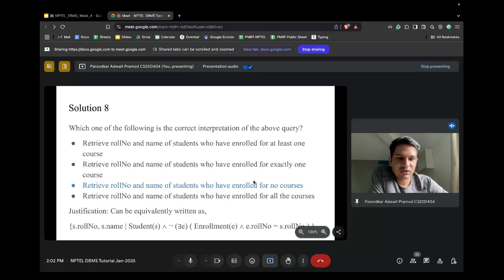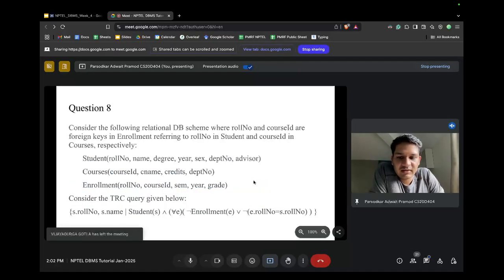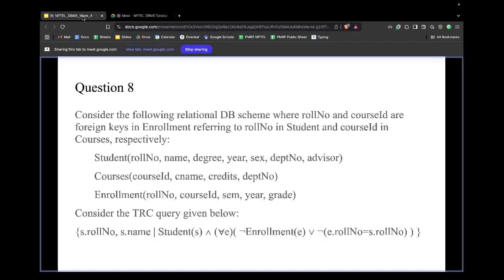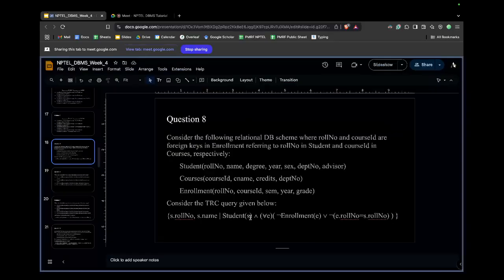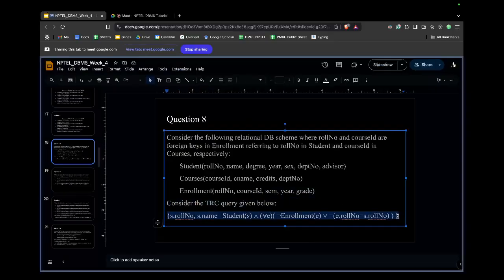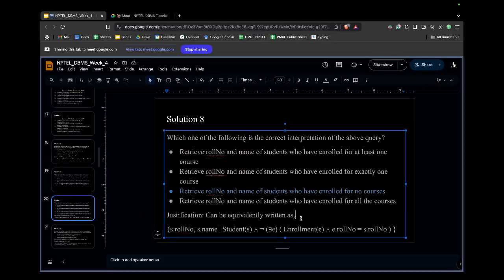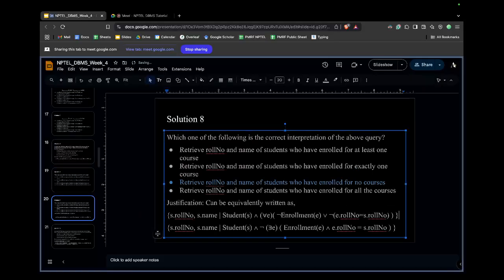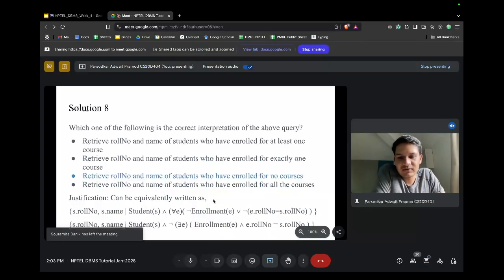Okay, so I think we can stop here. Okay, you want me to repeat it again? Fine. So did you understand why? Okay, let me just paste these together. Yeah. So can you see why the TRC query on top is the same as the TRC query at the bottom? Is that understood?